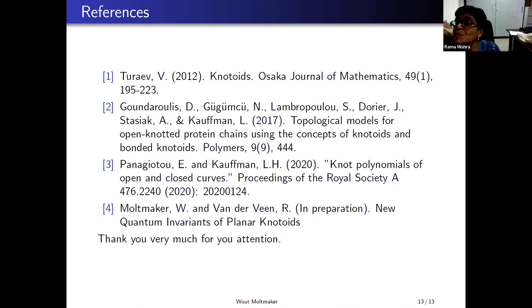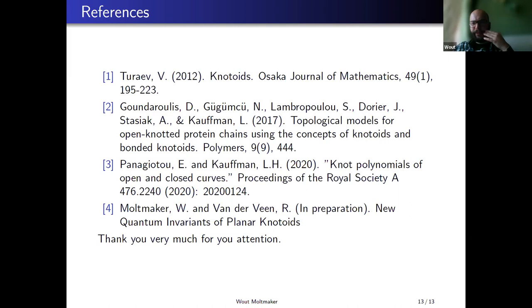Like, what sort of representation theory will you use to define quantum invariants? This is just the representation theory of quantum groups that we know. It actually turns out that you can use the very same ingredients that you use to define quantum invariants of knots very naturally to define the same on knotoids.